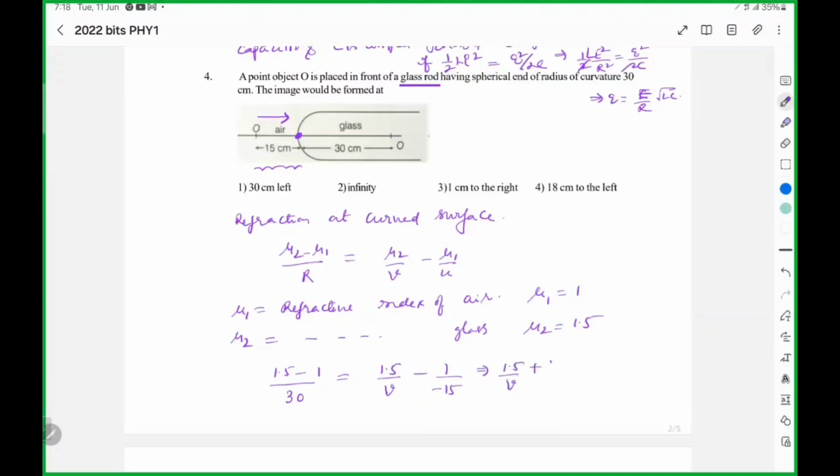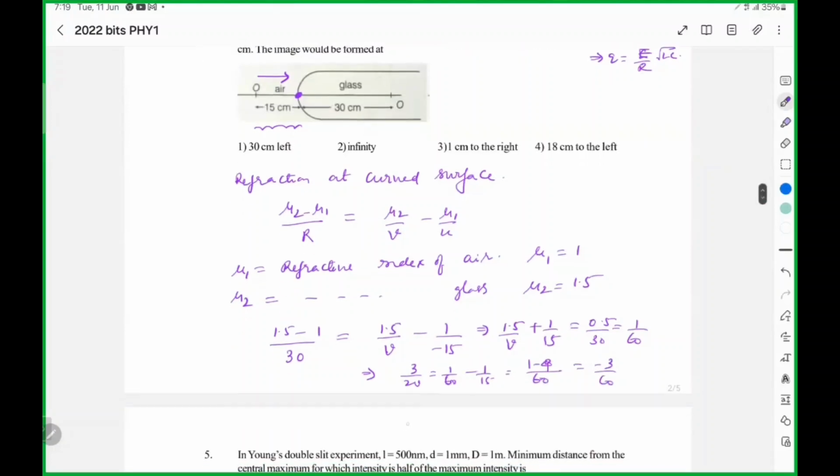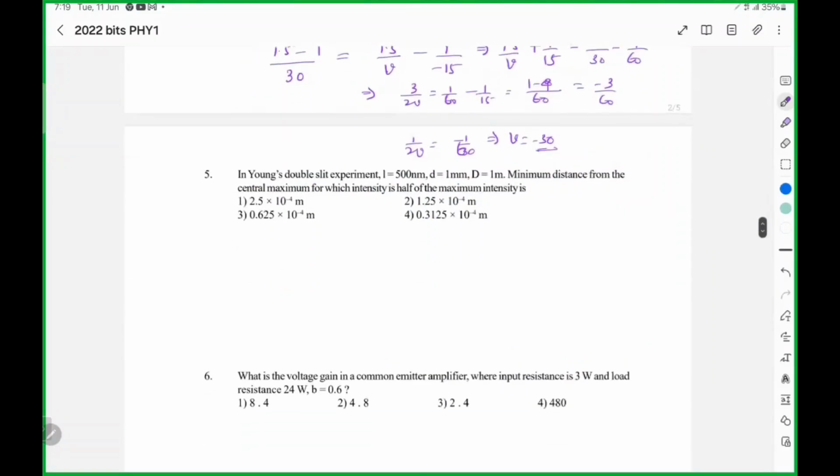1.5 by V plus 1 by 50, which is 1 by 60. 3 by 2V will be 1 by 60 minus 1 by 15, minus 3 by 60. So 1 by 2V here is minus 1 by 60. So V will be minus 30, which indicates the image is formed 30 centimeters from the left.